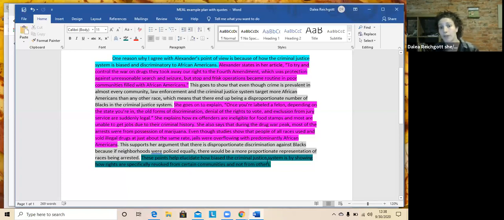Now we're going to move into the final part of the paragraph, which is our link, transition, conclusion. These points help elucidate how biased the criminal justice system is by showing how rights are specifically revoked from certain communities and not from others. So this brings us back to our main argument about how the criminal justice system is biased. They've restated what they said, but without using the same exact words. So they're making their point again and bringing us back to where we started and getting us ready to move on to the next point, okay?